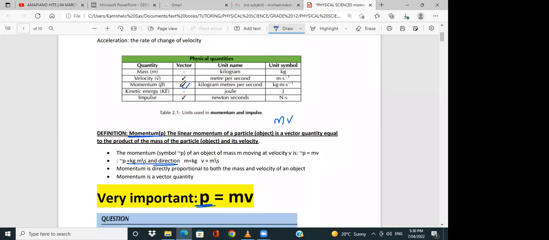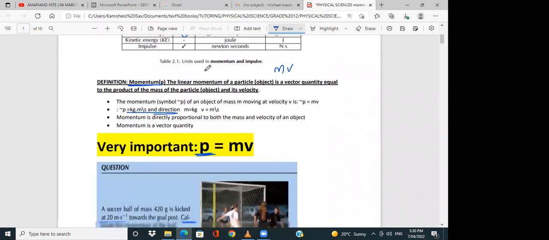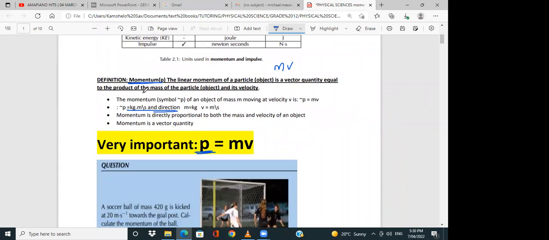As we explained before, a vector quantity is a physical quantity that has magnitude and direction. This is why your momentum every single time is in kilograms meters per second, and the direction. The direction might be towards something, away from something, up, down, left, or right. Those are the directions you can have when dealing with momentum.